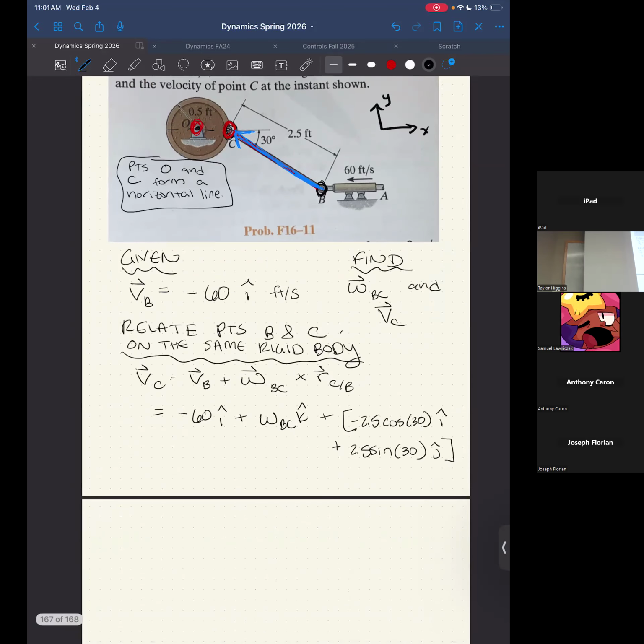Okay, this isn't enough information. The reason I know that it's not enough information is because I have one unknown here, but I also don't know the components of VC. So I have a VCx that goes in the i hat direction and a VCy that goes in the j hat direction. So really in total I have two equations, an i hat equation and a j hat equation, but I have three unknowns. Right, so I'm screwed. I can't solve this. So next I want to write another equation.